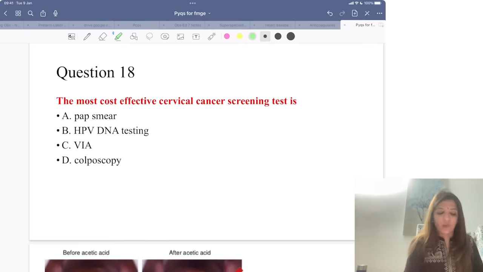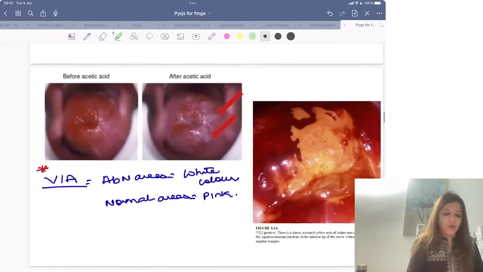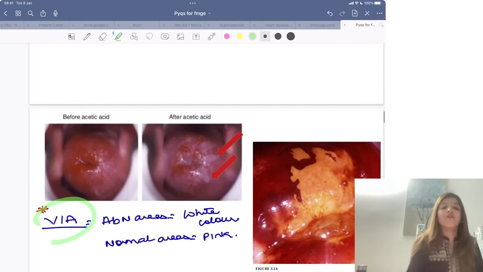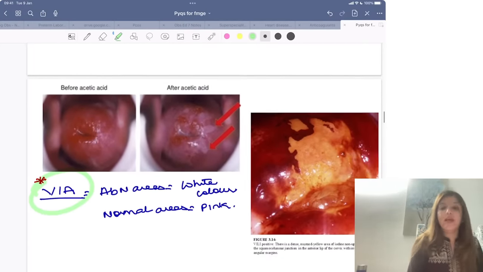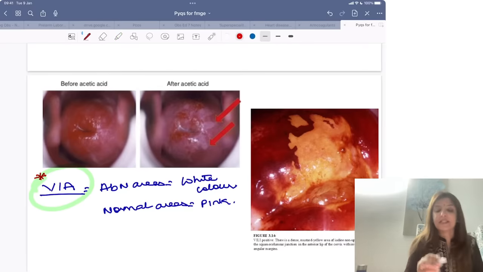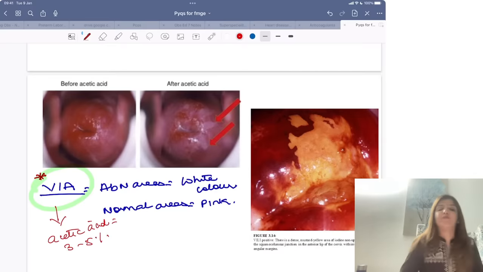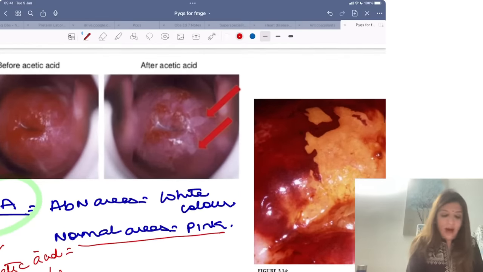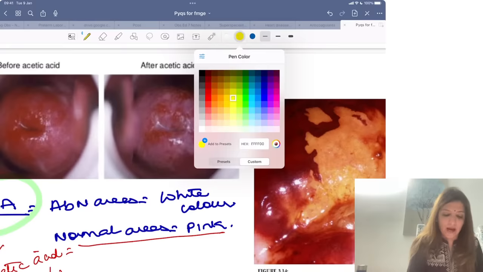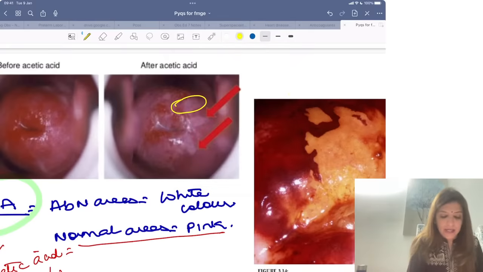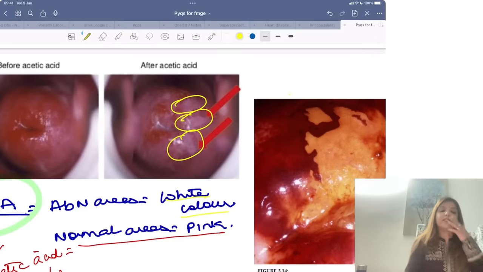The most cost-effective cervical cancer screening test is. Please remember, the most cost-effective test is VIA. What is VIA? Visual inspection with acetic acid. Visual inspection with acetic acid, ये जो हम करते हैं, this is done with 3 to 5% acetic acid. And जब हम acetic acid apply करते हैं, तो जो normal areas होते हैं, वो pink रहते हैं और जो abnormal areas होते हैं, if you see these abnormal areas will start appearing white in color.